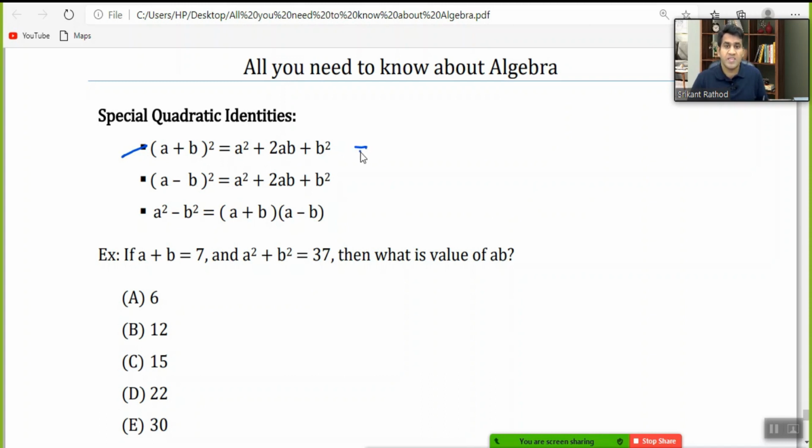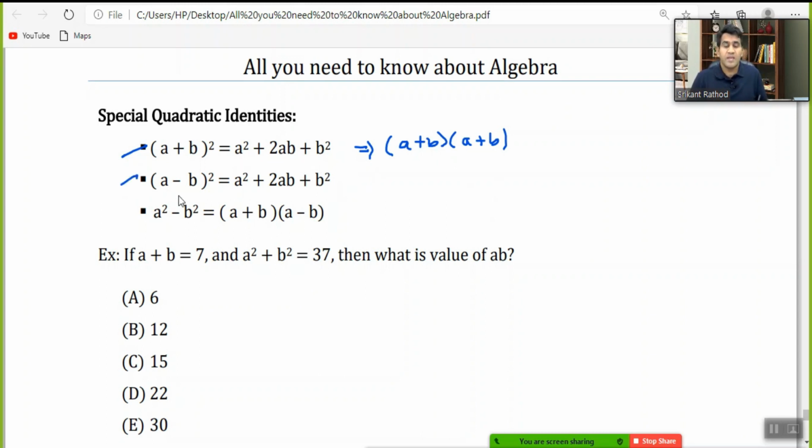Some students don't remember the formula, so they may also derive it by themselves. This a plus b whole square can be written as a plus b times a plus b, but deriving, solving and substituting is time consuming. So it's better to memorize this type of formula because they are very important. So this can be written as a square plus 2ab plus b square.